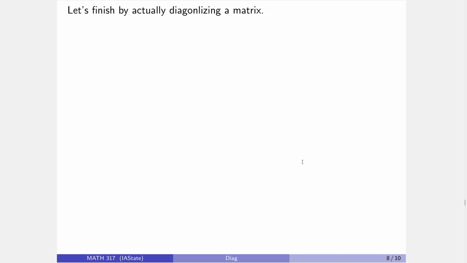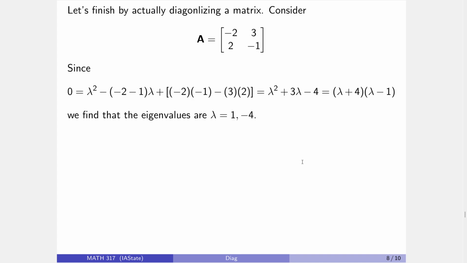Okay, so let's actually wrap things up by going through diagonalizing a matrix. Here's a matrix: negative 2, 3, 2, negative 1. All right, well, let's compute the eigenvalues. Not too bad. Again, it's a 2 by 2, so we can immediately jump to the characteristic equation.